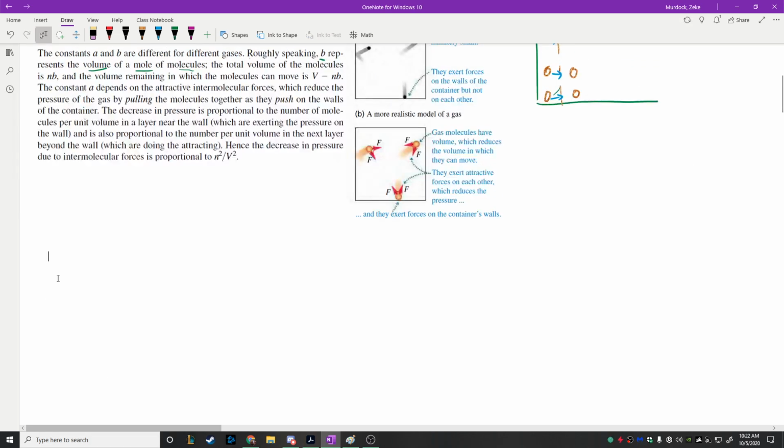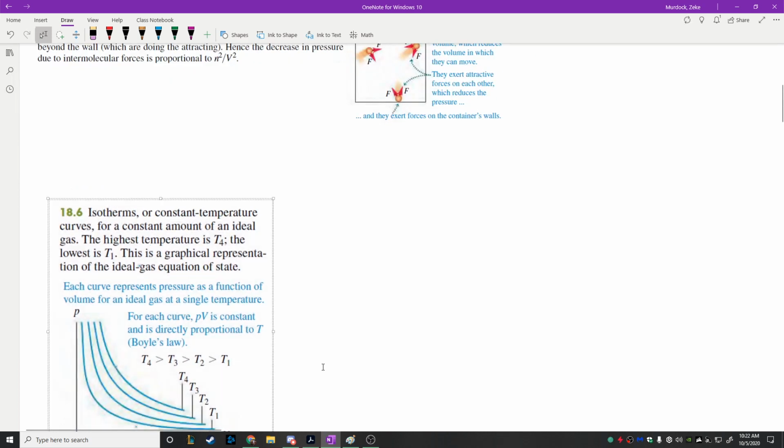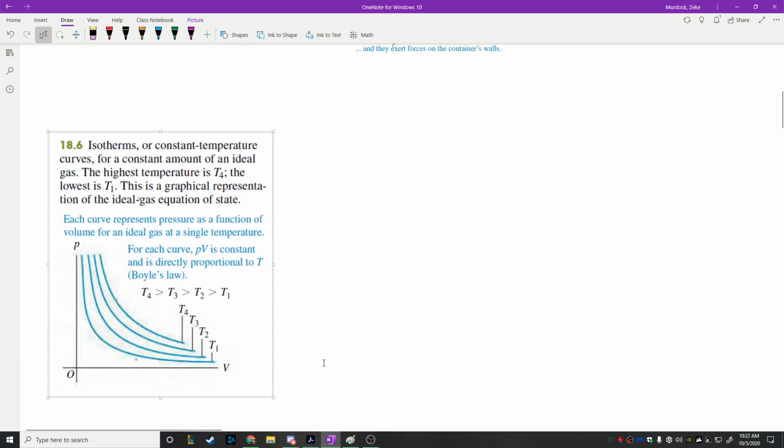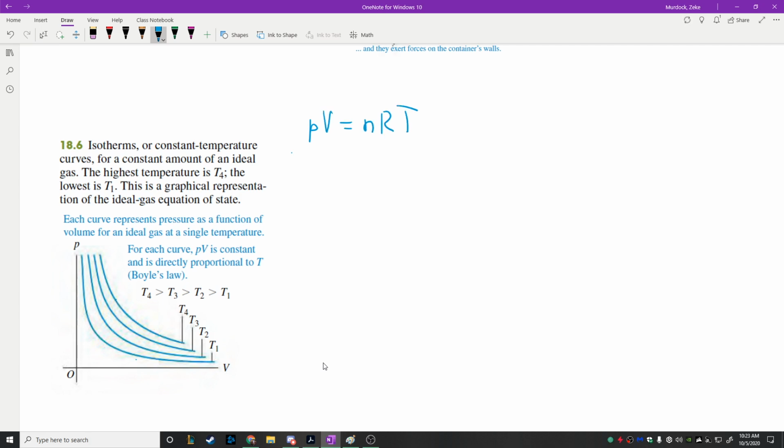So if we look at our ideal gas law equation, we can construct PV diagrams. Okay, they look something like this. And why do they look this way? Well, if I write pressure times volume is equal to N times R times T, I can rewrite this as pressure as a function of volume, and that ends up being equal to N times R times T divided by the volume. And then you can plot pressure versus volume. This is called a PV diagram.